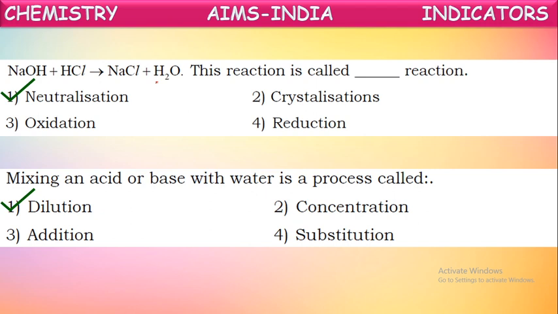This dilution process should be done very carefully as we discussed. What did we say about it? We should add acid or base slowly to water with continuous stirring. Then we get a dilute acid or base. But we should never add water directly to these concentrated acids and bases. They may cause an explosion. So always we have to add acid or base to the water slowly and with continuous stirring so that we get a diluted acid or base. So here addition of water to acid and base is called dilution.